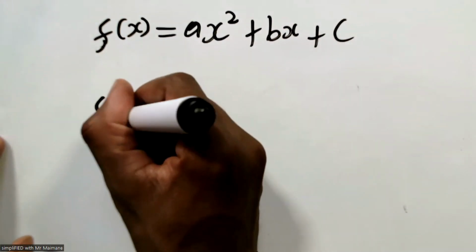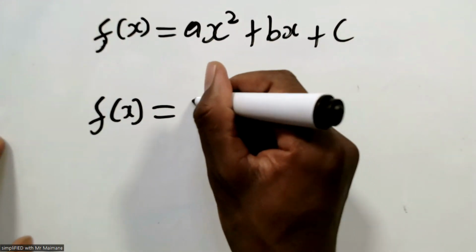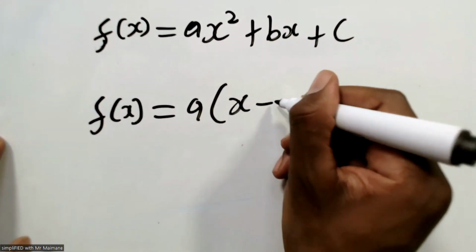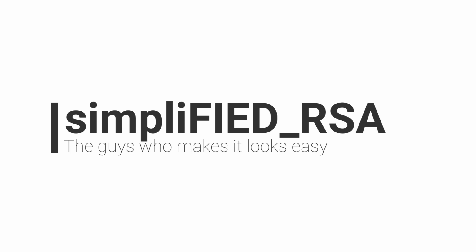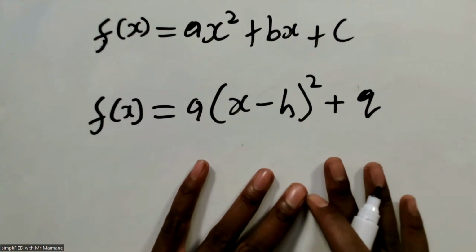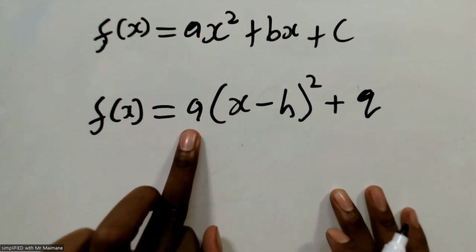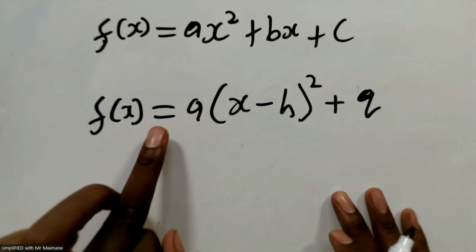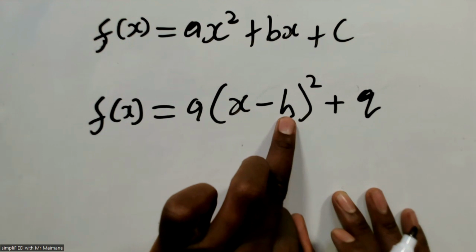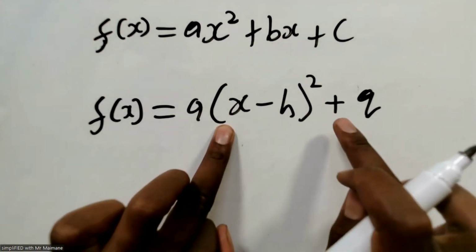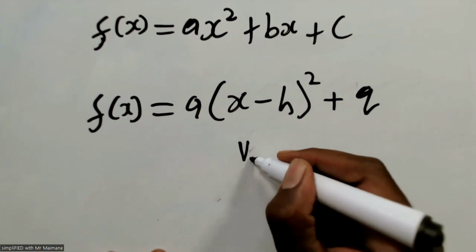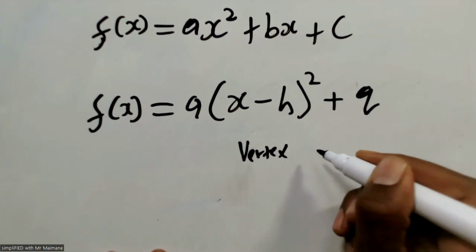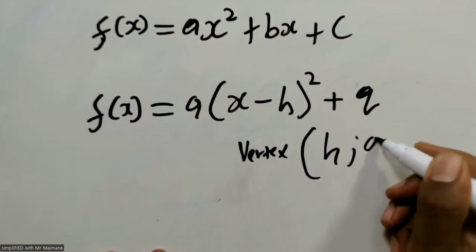Now, the vertex form of f of x looks something like this. f of x is equal to a times (x minus h) squared, and then you have plus q. That's when we'll say our vertex is h and q.